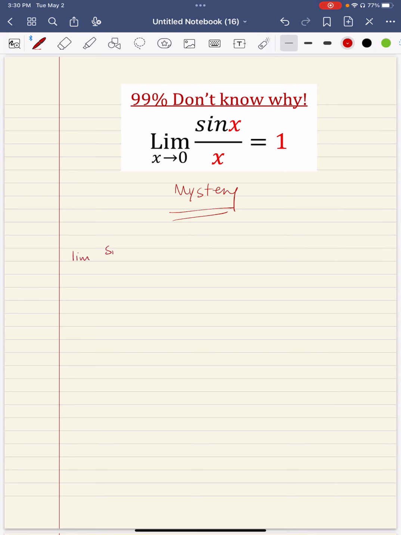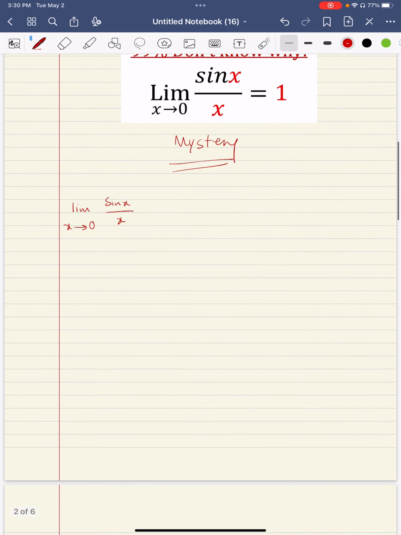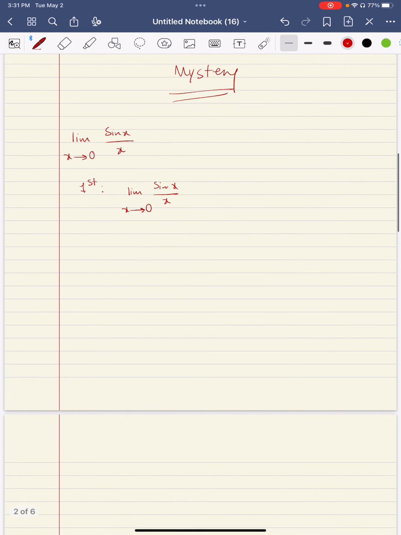Let's write down the question once again. When we have limit questions, the very first thing for all of the questions is that you should replace the value. But what is the value? The value in here is x adjacent to 0. But what does that mean? What does x close to 0 mean?